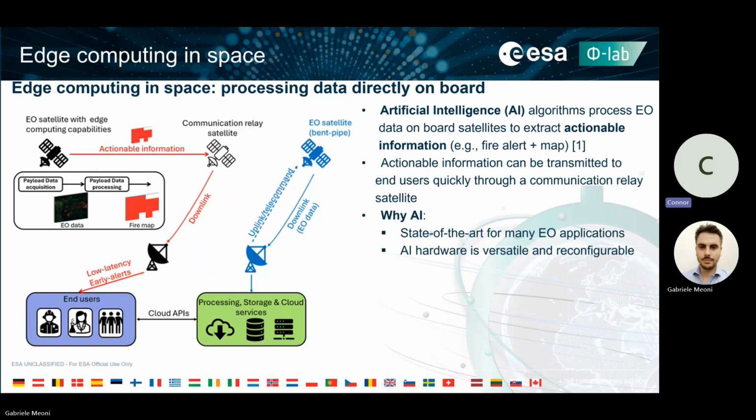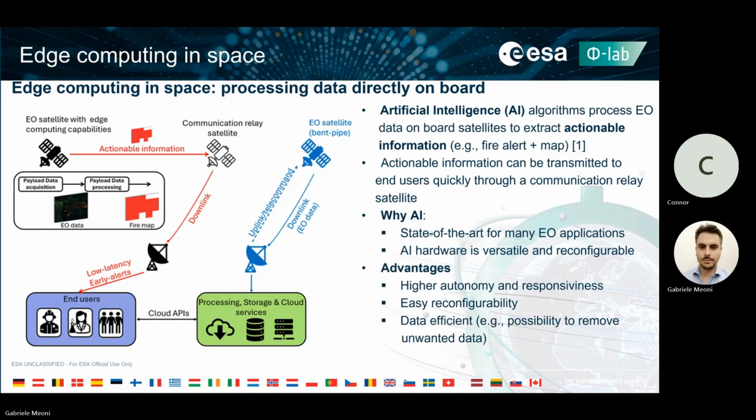And as I was saying, AI may be a very good candidate to process the data on the edge. This is because it's state of the art for many applications, and also the hardware is very versatile. More or less, the hardware is the same for the different models every time you want to do an inference. The advantage is that you're going to have an autonomous system, a much faster system, and it is also data efficient. And the idea is not to substitute, but to complement the bent pipe. So to provide both capabilities, to store the data and to process on board.